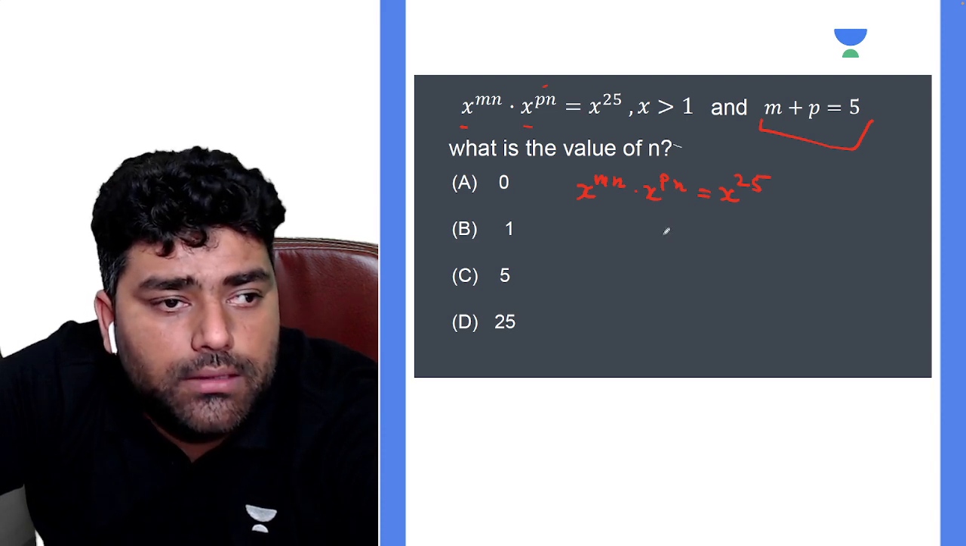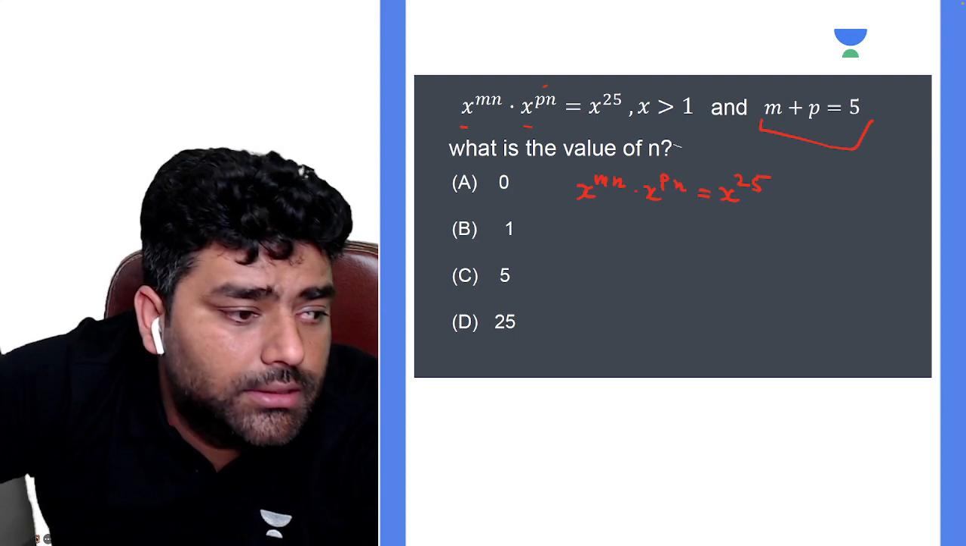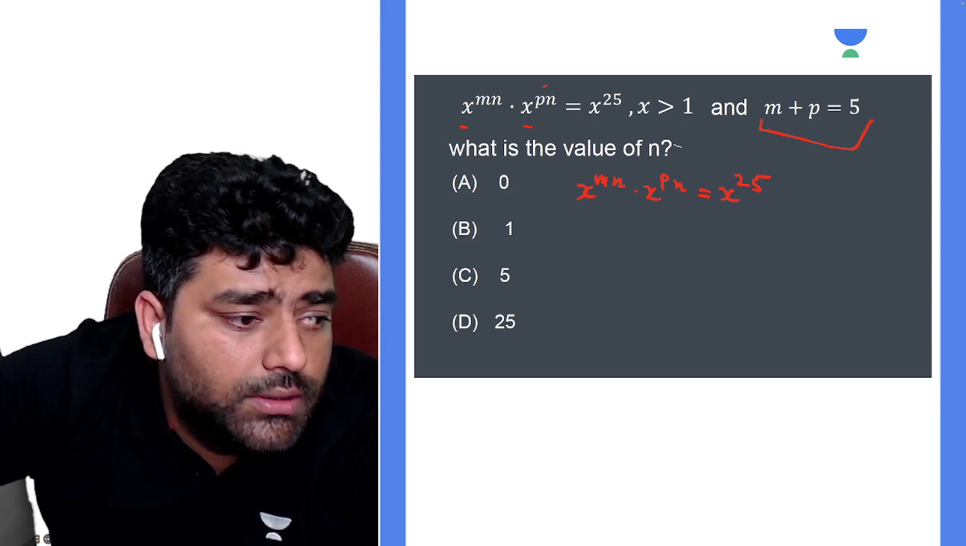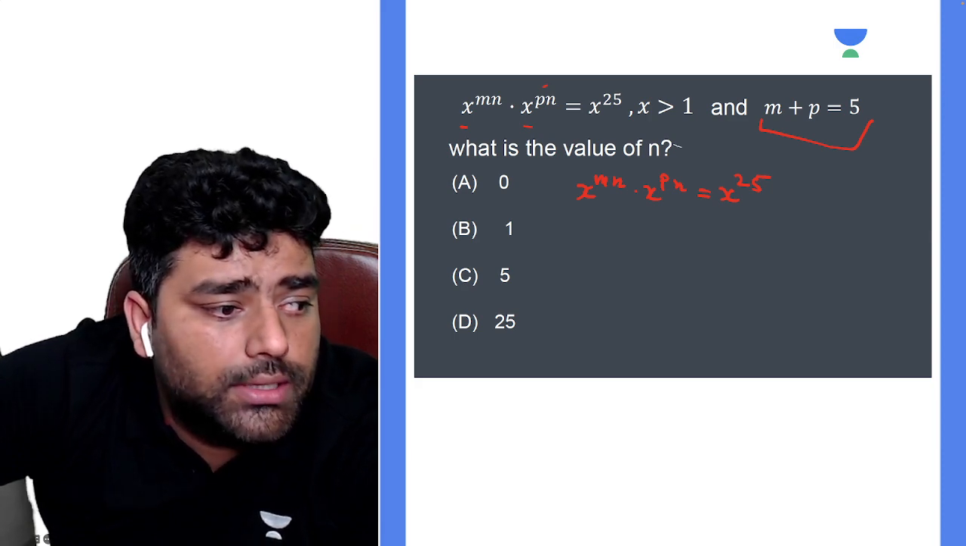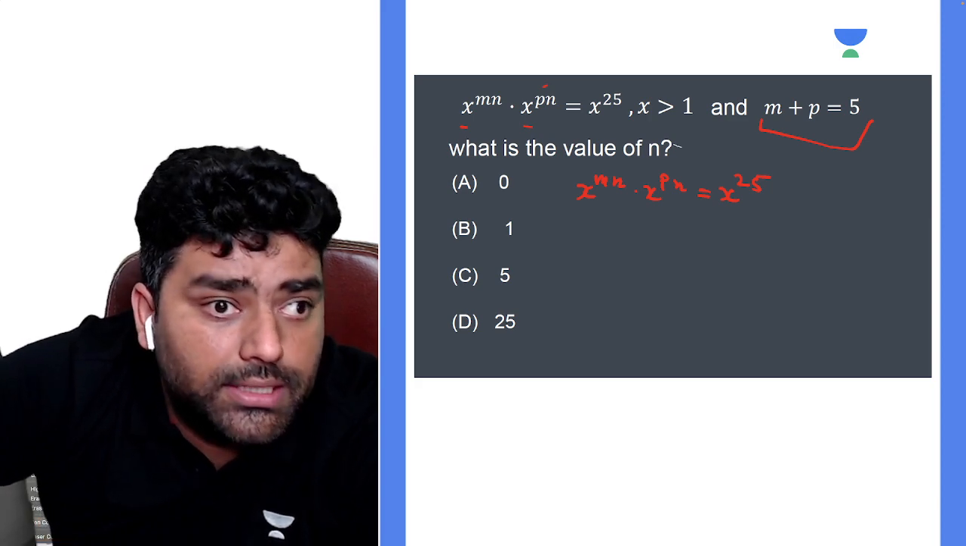Cool. Okay, again the bases are the same there, right? So if the bases are the same, then what should be our first priority to do? We need to check if we can add the powers there, or whether we can subtract them if there is division.